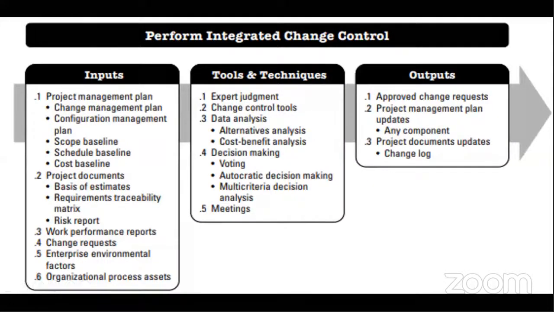So what do we have as the inputs? In the inputs, we have the project management plan. Now, you remember in the other places, we say any component could serve. But in this particular case, we have specific areas of the project management plan that will provide sources as the input. So we have the change management plan, configuration management plan, scope baseline, schedule baseline, and cost baseline as the major places that changes will be emanating from. Then we have the project documents where we have basis of estimate, requirements traceability matrix, risk report. Then we have the work performance report, change request, EEF, and OPA.